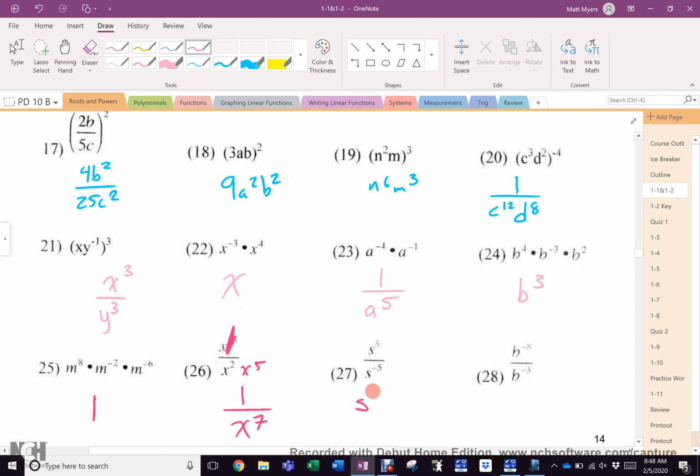S to the 10th. And that is a negative 8 and that is a negative 3. So what is this one? B cubed over B 8. Okay, which would be B minus 5, which is 1 over b to the 5th.